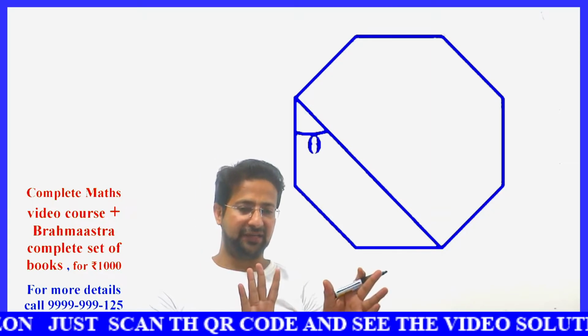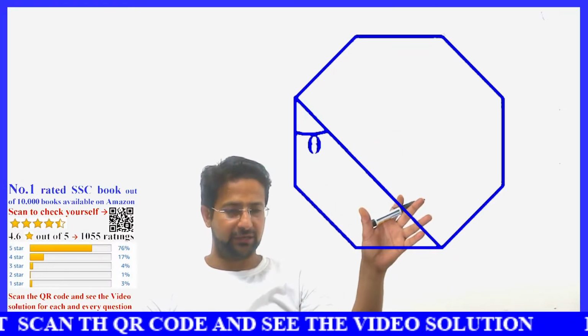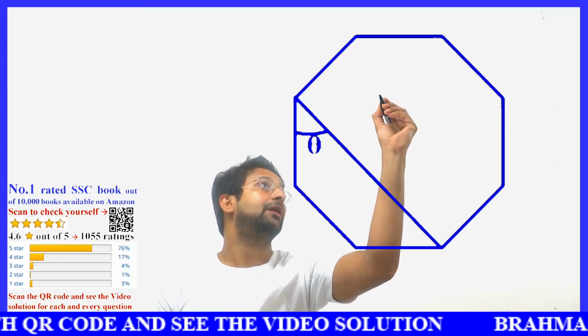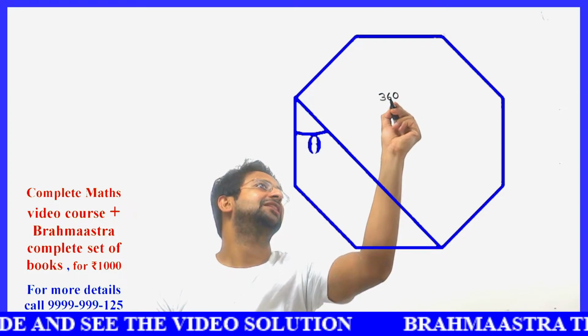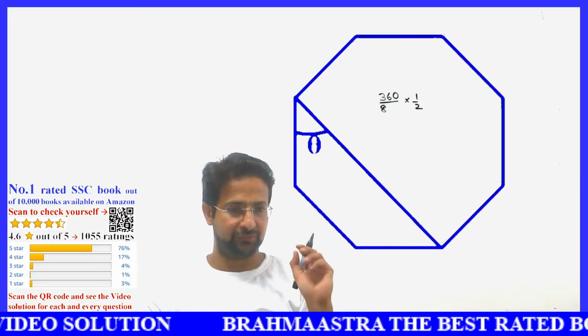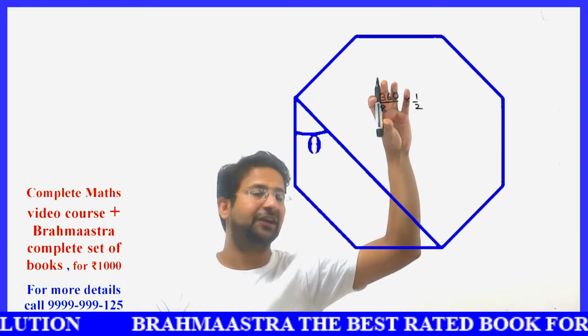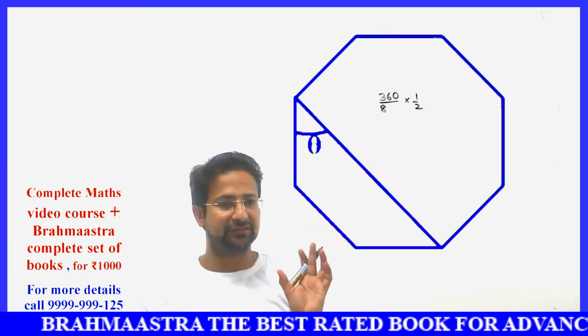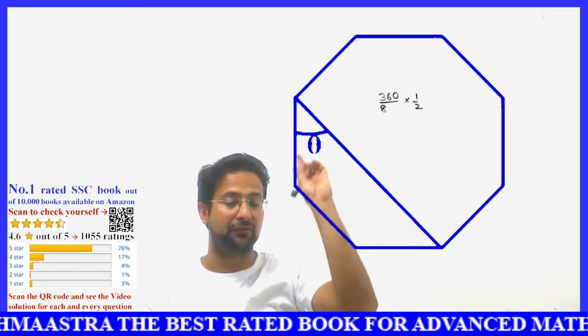See, the first thing is, this is an octagon. What is the angle subtended by one side of the octagon? It is 360 divided by 8. Then you will do a further half. Okay, 360 by 8 is for the center. This half is for what? This half is for the circumference.